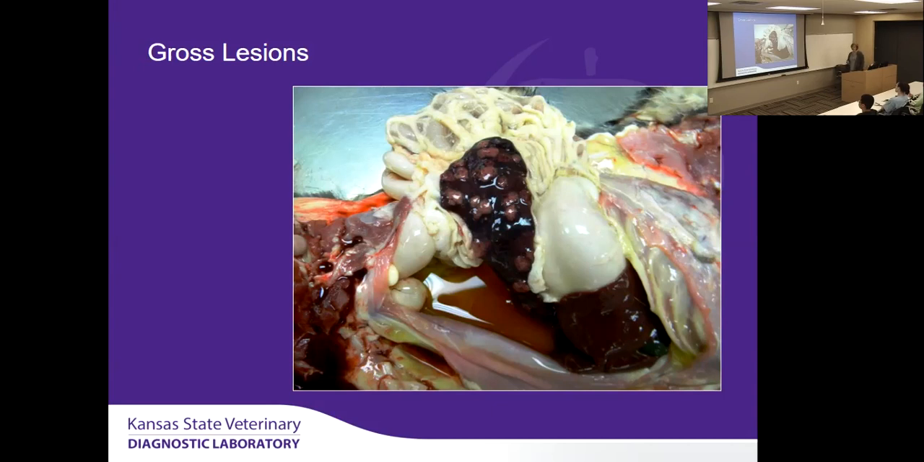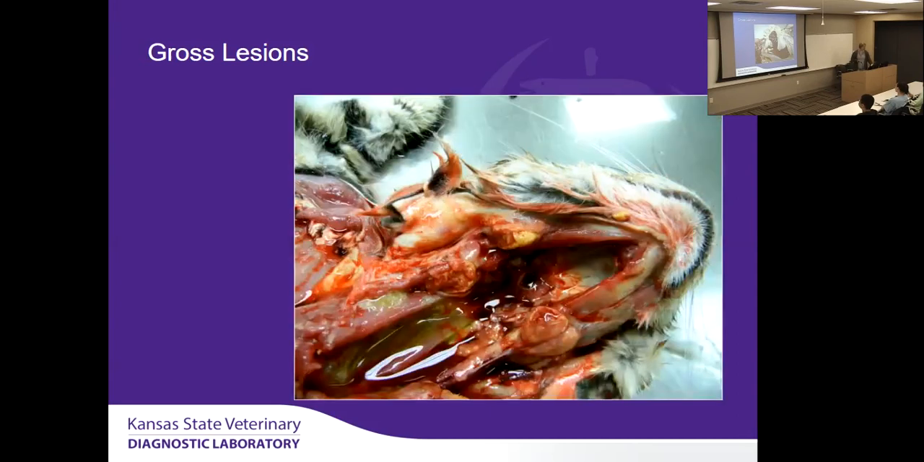If it does not have lesions in the spleen, if it's a normal size spleen, or a spleen without these white nodules or white dots, then it's not tularemia. It's a very telltale organ. It's always the first organ affected.